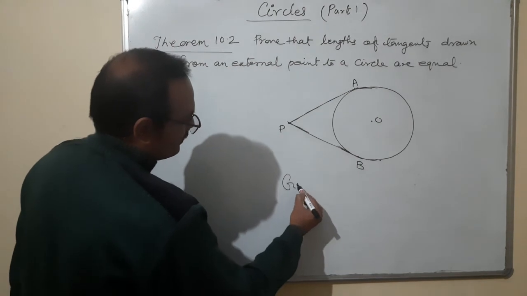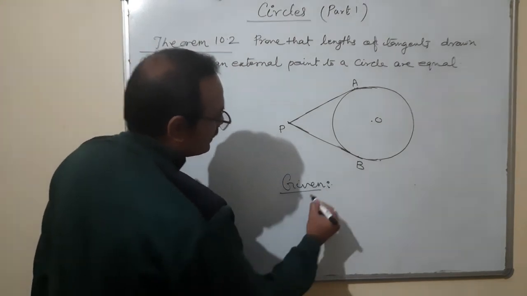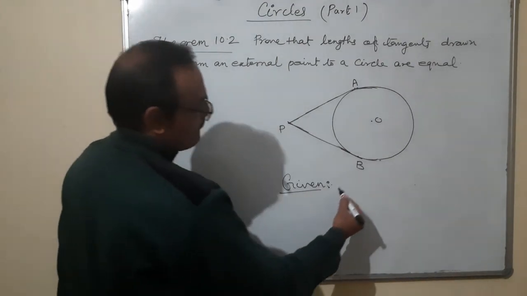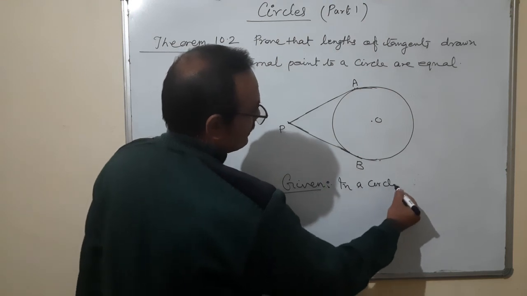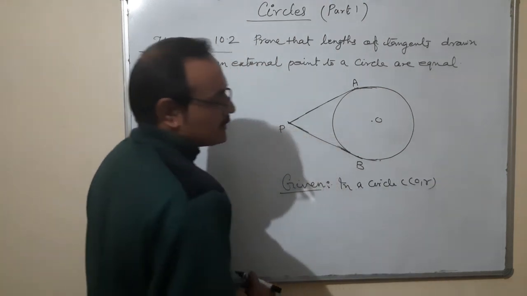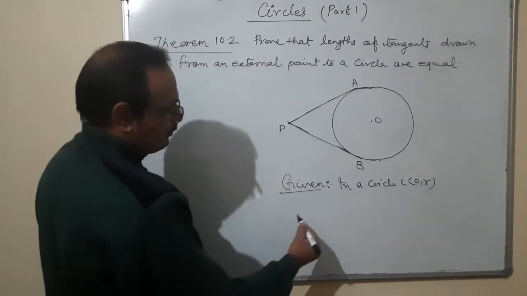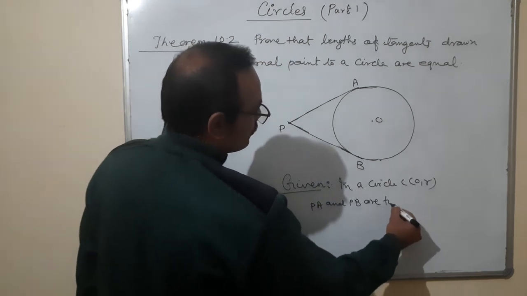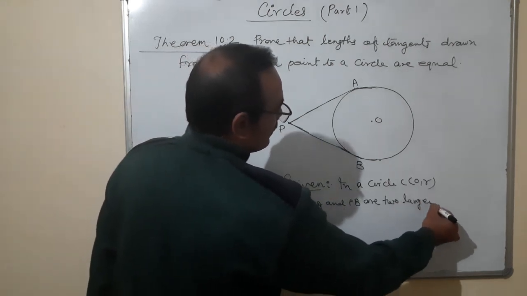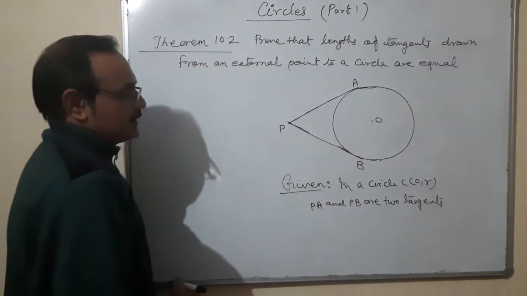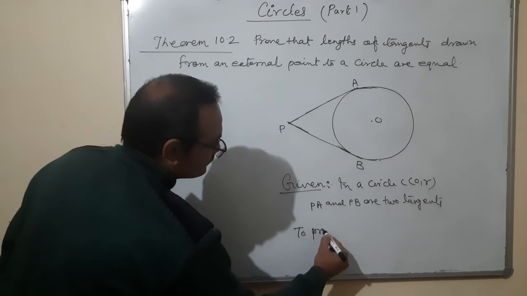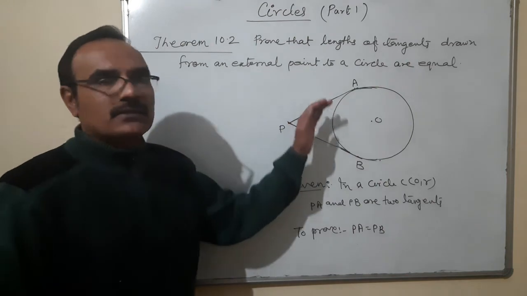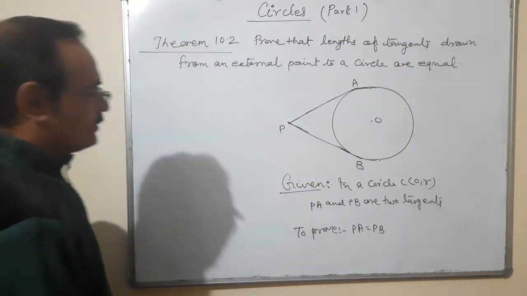Given: in a circle with center O and radius R, PA and PB are 2 tangents. To prove: PA is equal to PB, because we are going to prove that the lengths of tangents drawn from an external point to a circle are equal.